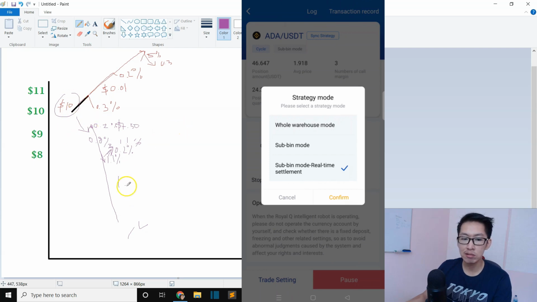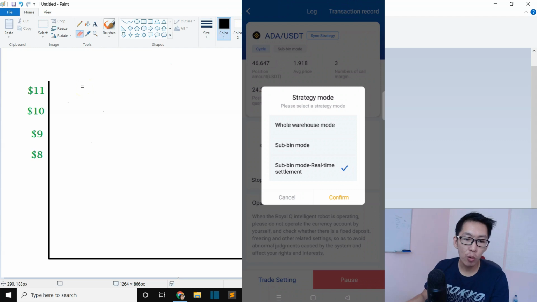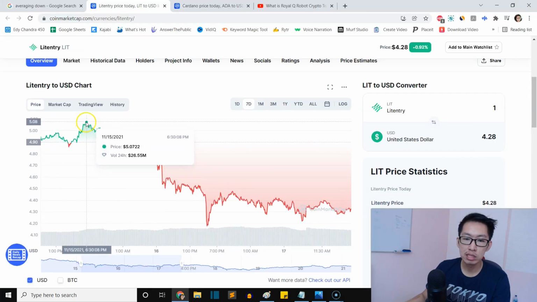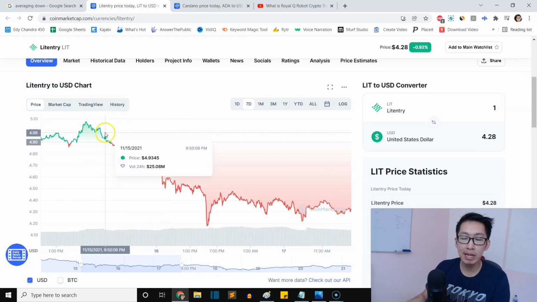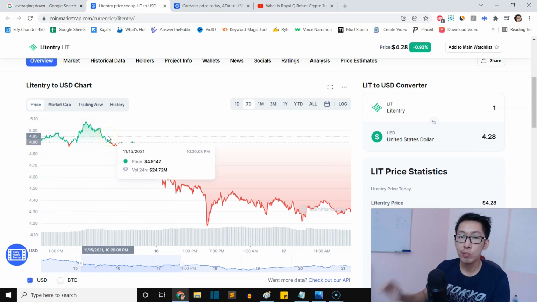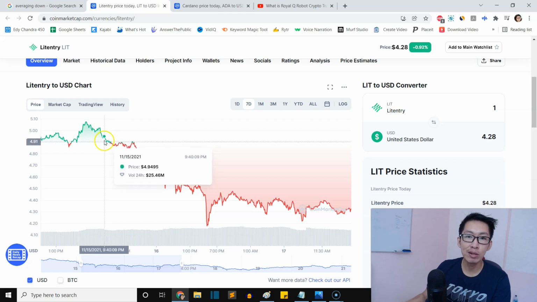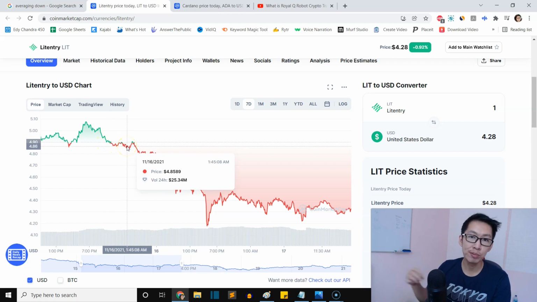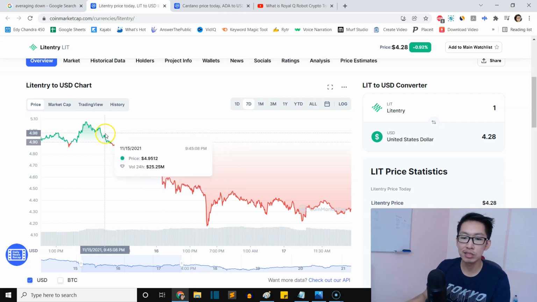The one that I showed you just now is for sub-bin mode real-time settlement. Whole warehouse mode is when you buy, let's say your first buy-in amount is right here. You put $10. If the market goes down, you buy more of it. Let's say you put $20 right here. And then if the market keeps going down, you put even more. You put $30. This is called martingale strategy.